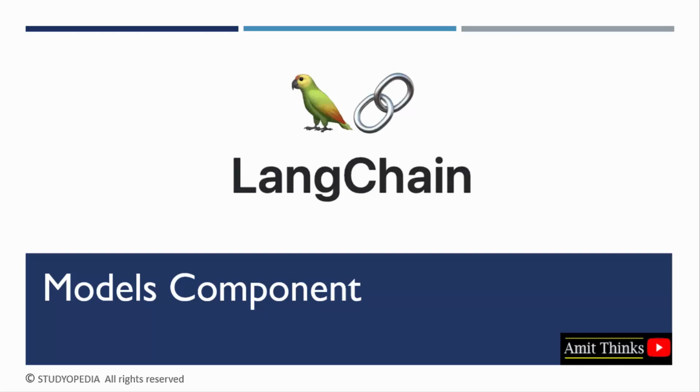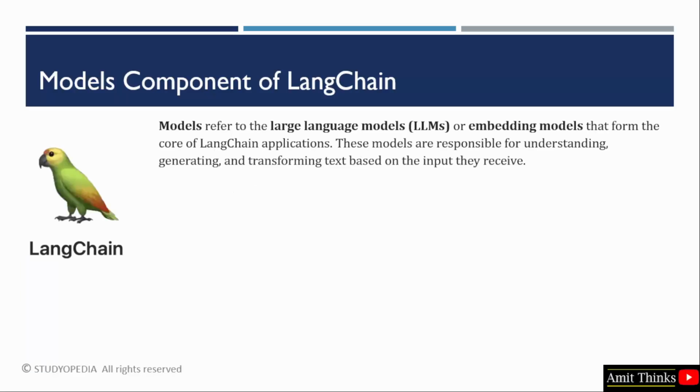In this lesson, we will understand what is the models component of LangChain. Let us see. Models, as the name suggests, refers to your LLMs, that is large language models. It can also include your embedding models. These models are actually responsible for managing, understanding, generating and transforming text based on the input received.